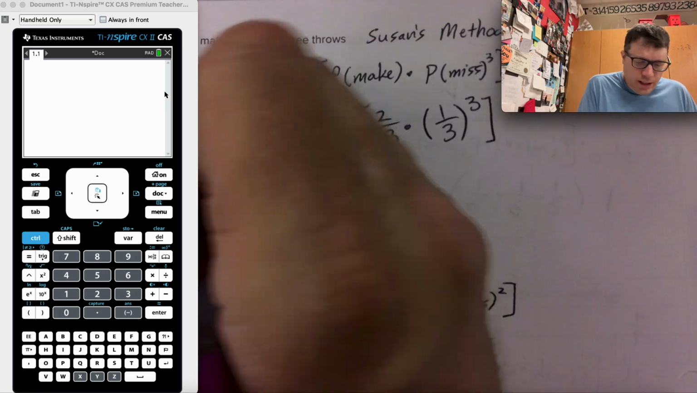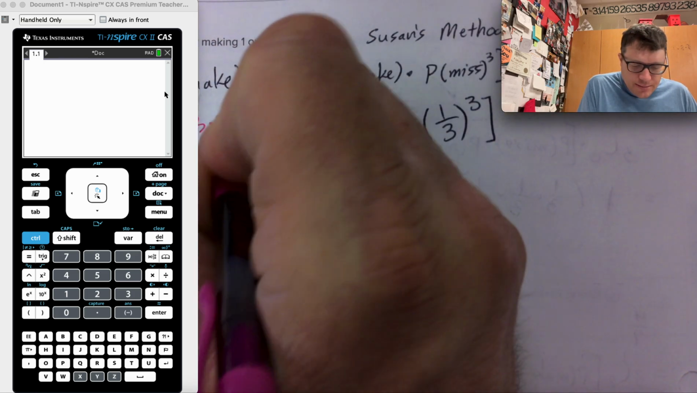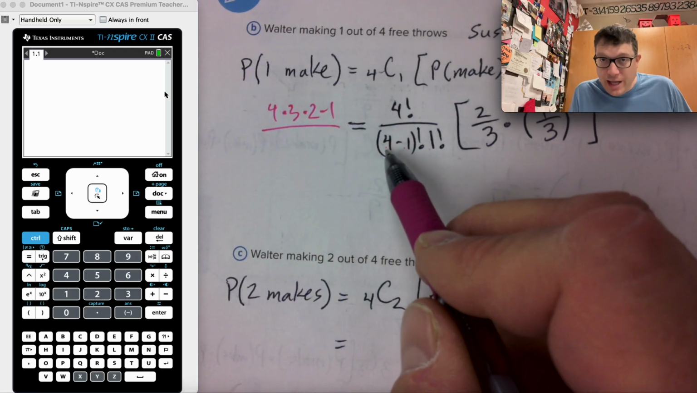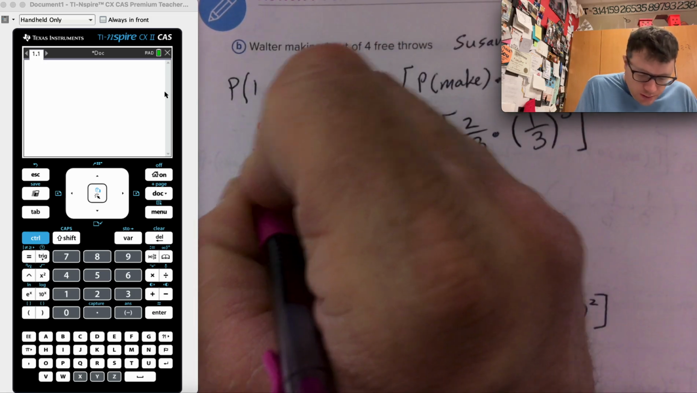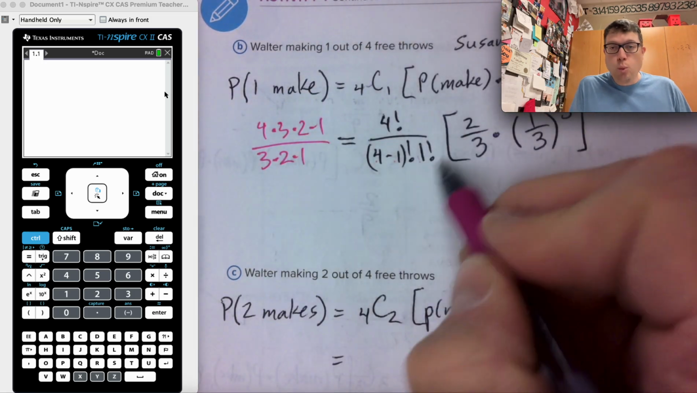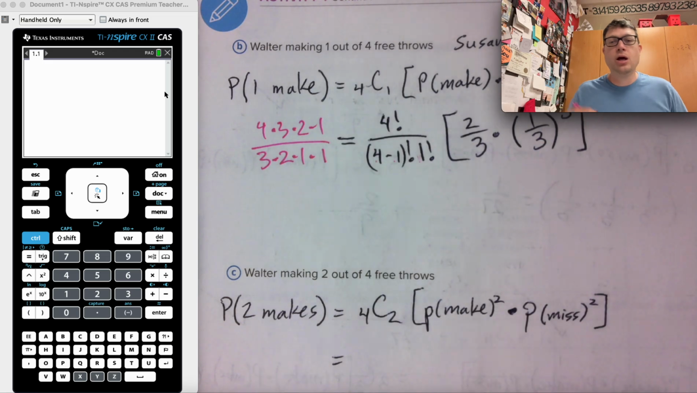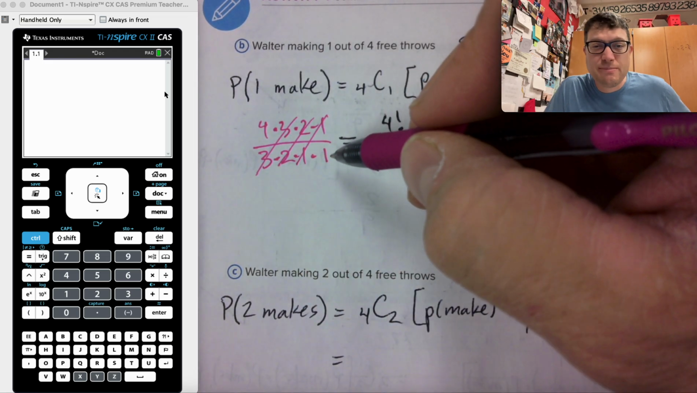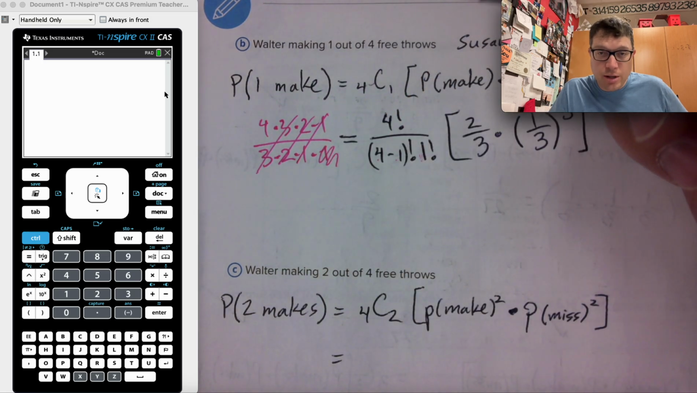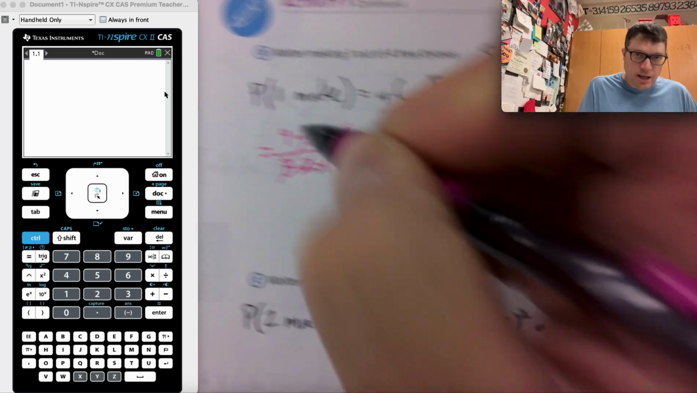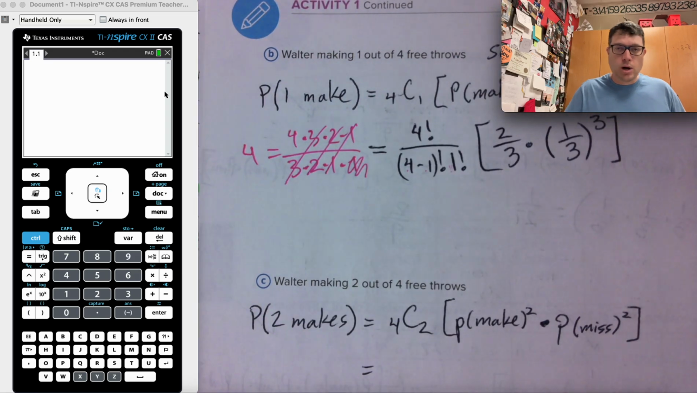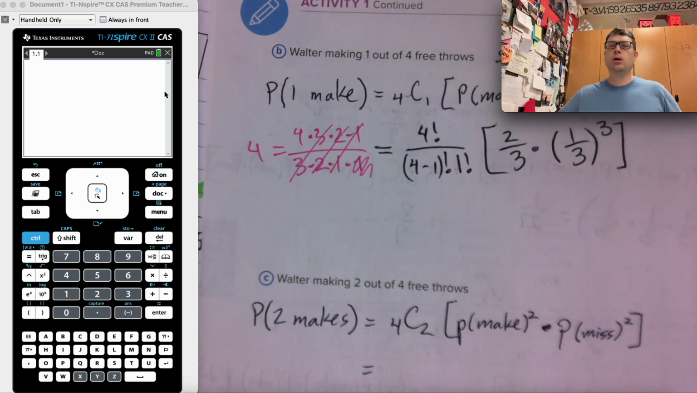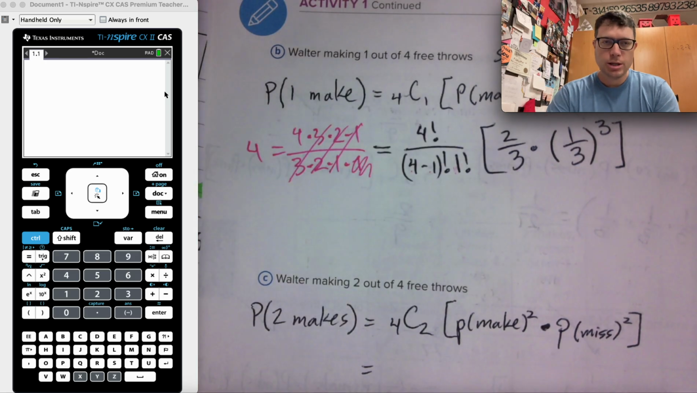4 factorial is 4 times 3 times 2 times 1. And then 4 minus 1 is 3 factorial. So 3 times 2 times 1. 1 factorial is just 1 again. And then the 3's cancel, the 2's cancel, the 1's cancel. And when you're dividing by 1, that doesn't even really matter either. So yes, the answer to this 4 choose 1 is 4. Confirm with the calculator though.